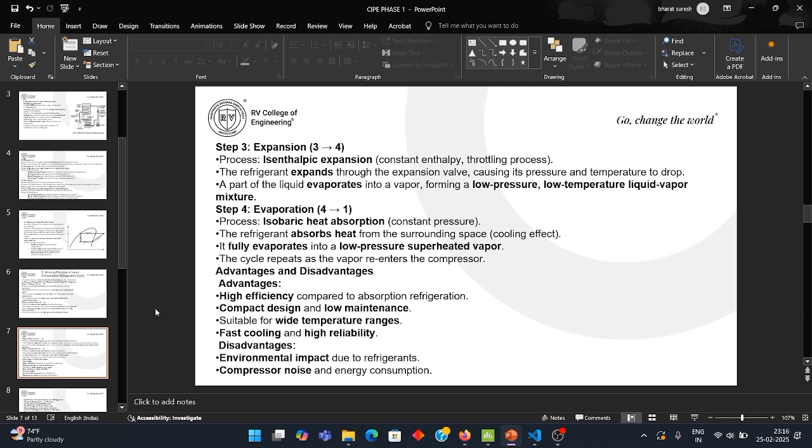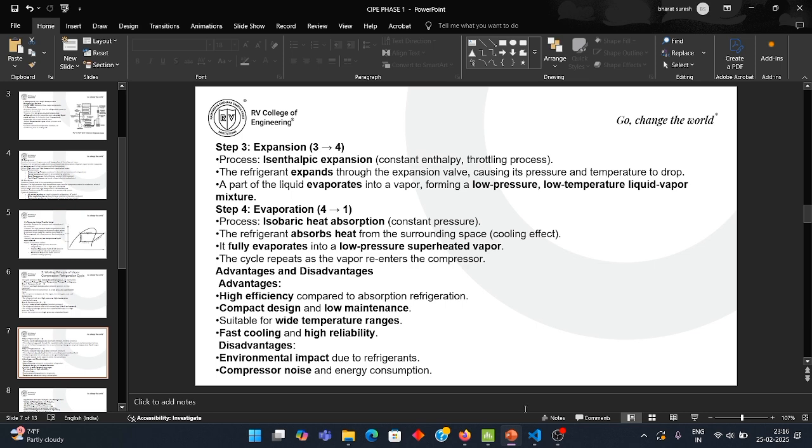The fourth step is evaporation, which involves an isobaric heat absorption process. The refrigerant absorbs heat from the surrounding space. It fully evaporates into a low pressure superheated vapor. The cycle repeats as the vapor re-enters the compressor.